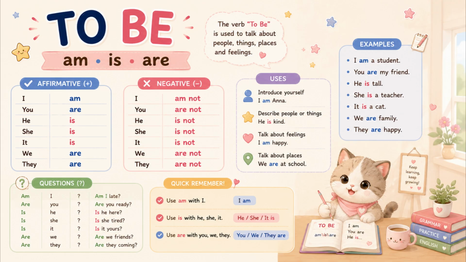Excellent work! Today you learned how to make affirmative sentences, negative sentences, and questions using am, is, and are. Keep practicing these patterns every day. I am. He is. They are. I am not. She is not. We are not. Am I? Is he? Are they?